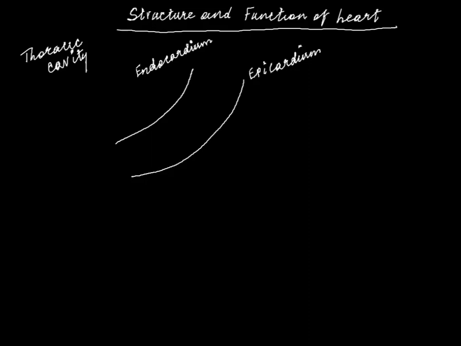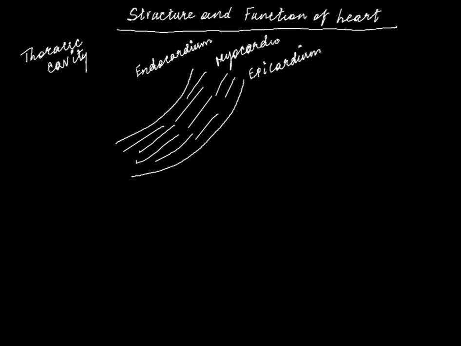Clear? And between the epicardium and the endocardium, there's a very muscular layer which we call the myocardium, which is actually made up of cardiac muscle. And this is the one that contracts. So the endocardium and epicardium are made up of flattened epithelial cells which reduce friction. Friction as the blood flows is reduced.